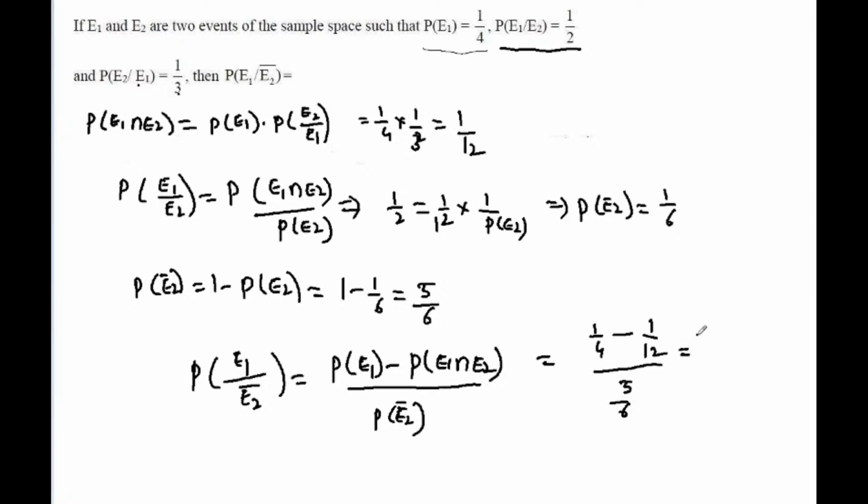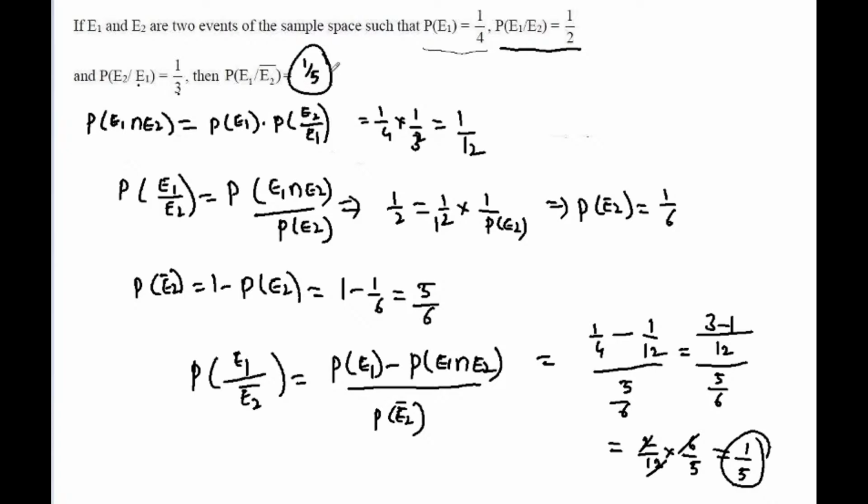Take LCM, this is 12. So 3 minus 1 by 12 by 5 by 6. That is 3 minus 1, 2 by 12, into 6 by 5. 2 sixes cancel, 6 sixes cancel, that is equal to 1 by 5. Therefore, probability of E1 by E2 bar, that value is 1 by 5.